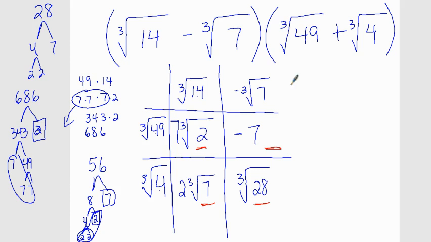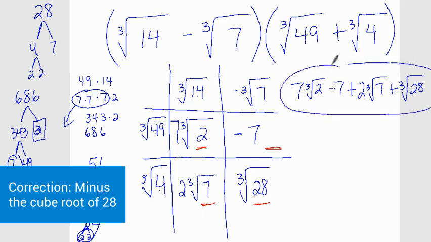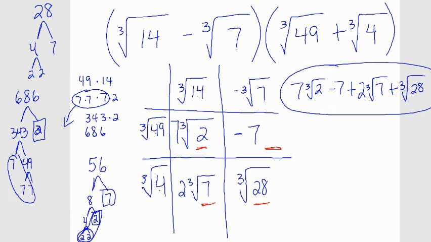Okay, so I'm going to do 7 cube root of 2 minus 7, and then we got plus 2 cube root of 7, and then plus cube root of 28. So yeah, that looks kind of funky. It probably would have been better if we just left it in its original form, but at the same time, we got some good mental math exercises out of it.